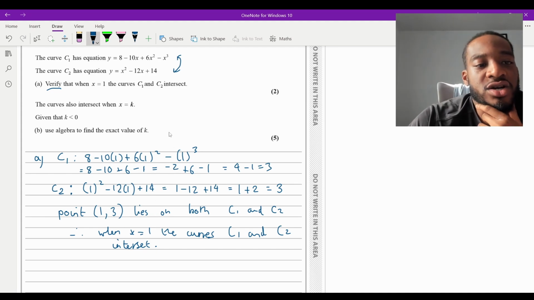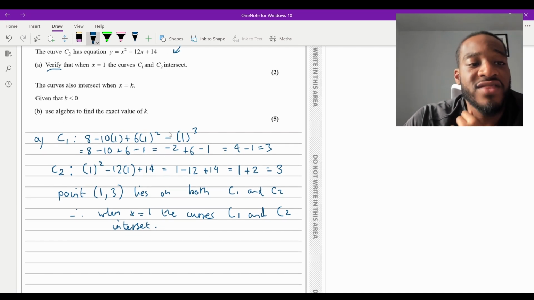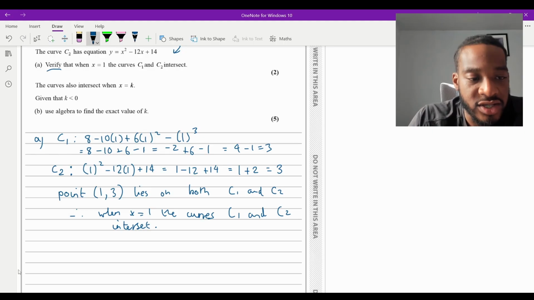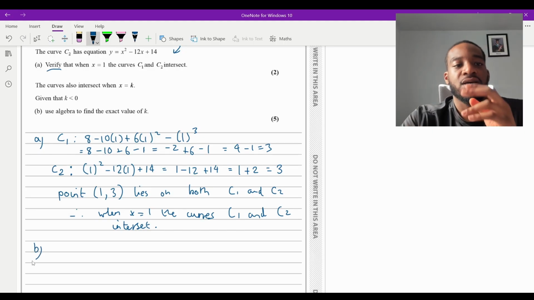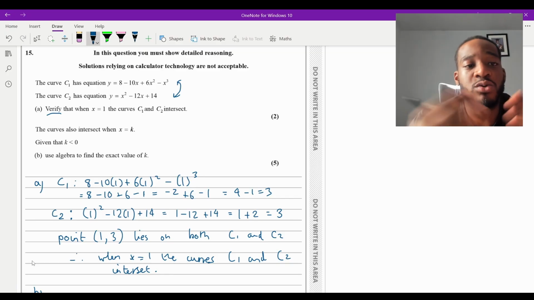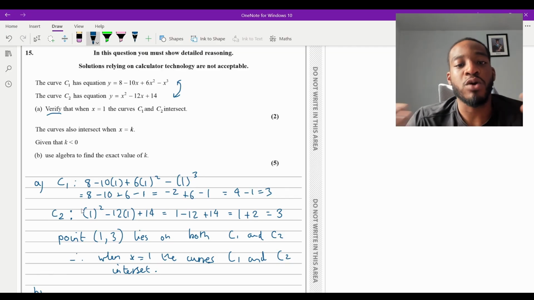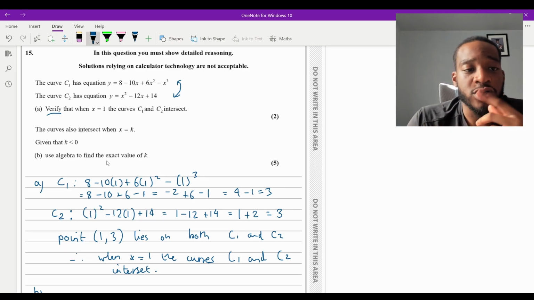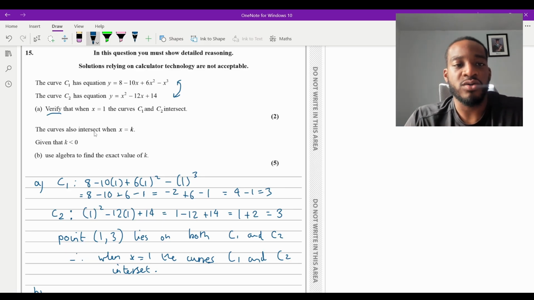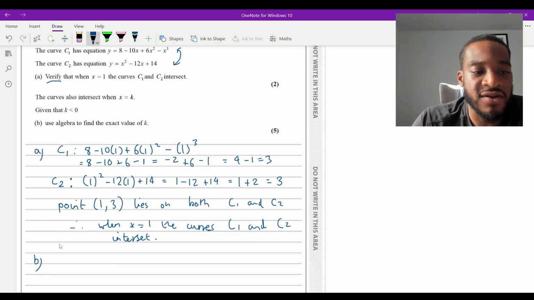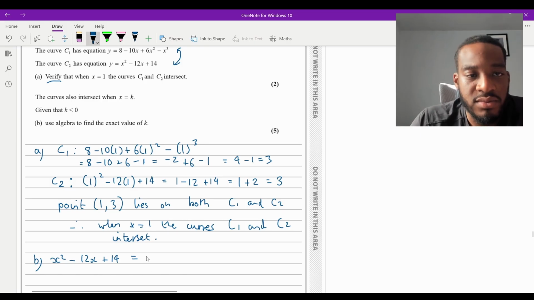Now part B says the curves also intersect when x is equal to k. Given that k is less than 0, use algebra to find the exact value of k, for 5 marks. Okay, so if they intersect, what that means is that the equations are going to be equal to each other. So in this case, we're trying to find the other solution. Now we're going to use algebra to figure out what these values are. So I'm going to make C1 and C2 equal to each other. I'm going to do C2 first because the x squared term is positive. So I'm going to say x squared minus 12x plus 14 will equal C1, because they intersect, 8 minus 10x plus 6x squared minus x cubed.